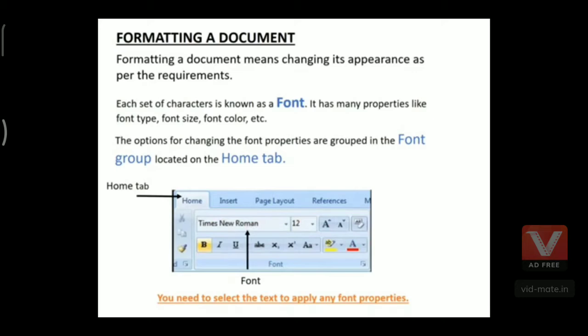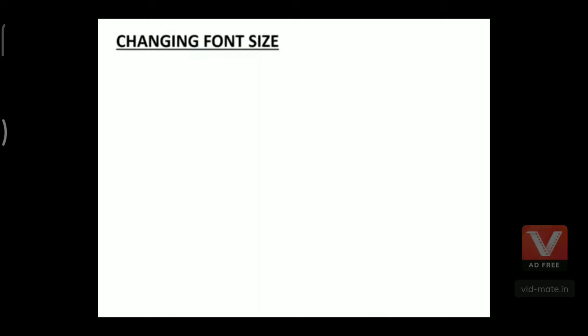Now see how you can change the font type. Select the text, click on the Home tab, click on the drop-down arrow next to the font box in the font group. A list of fonts appears. Choose the desired font from the displayed font list and observe the change.